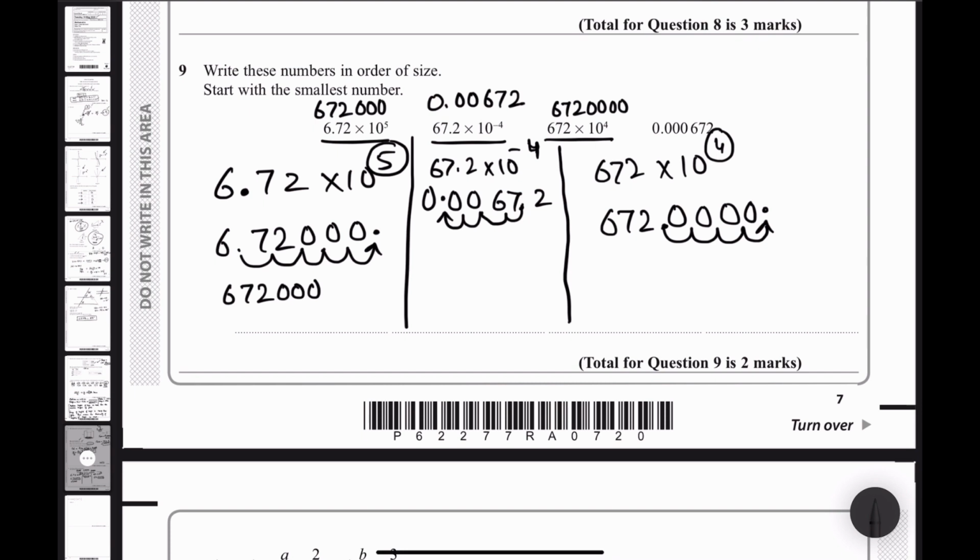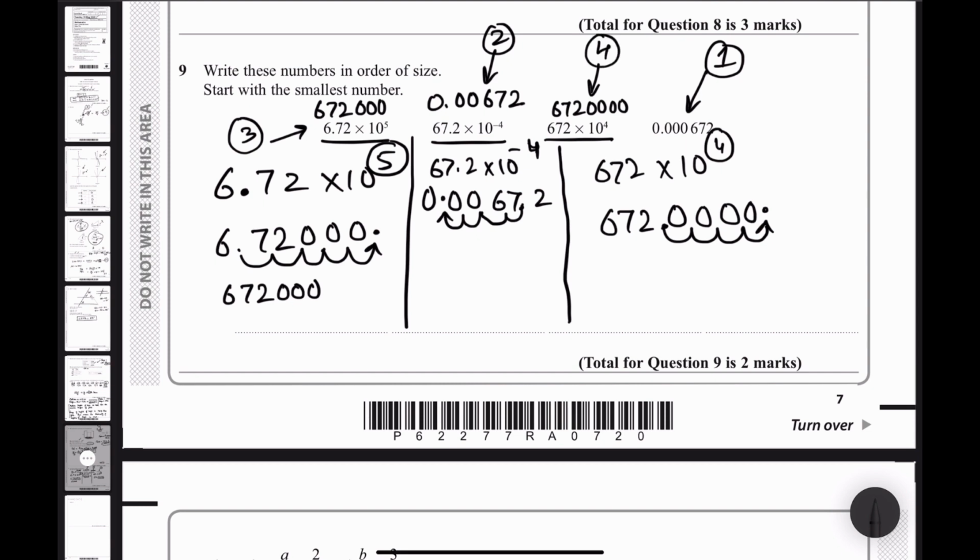So I'll order them from smallest to largest number. Let me just prioritize them. The smallest one is here, so it will come at number 1 position. Then comes this number, at 2nd position. Then we have 672,000, at the 3rd position. Then we have 6,720,000, so it will come at position number 4.